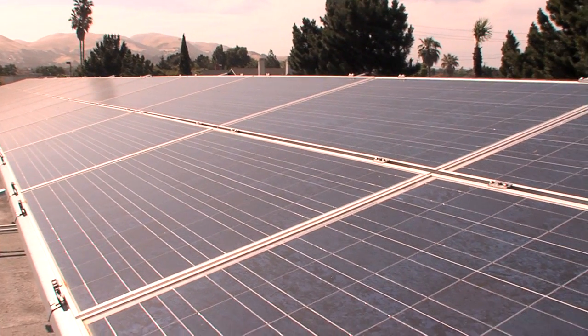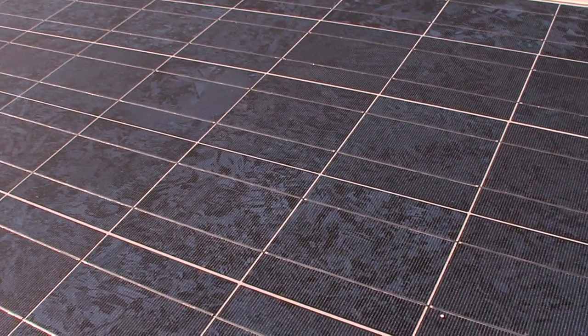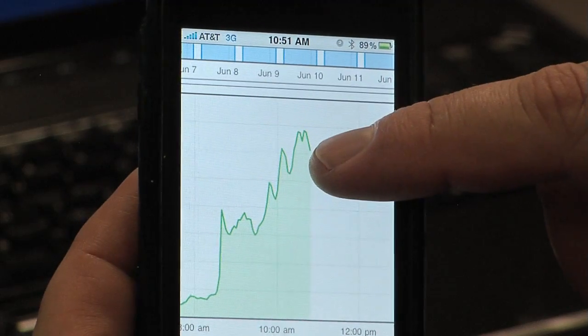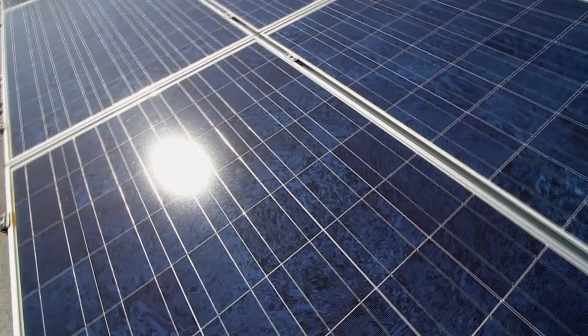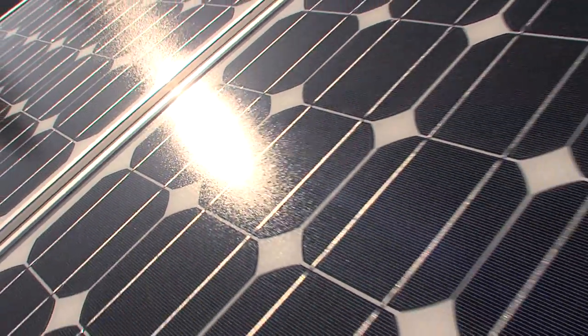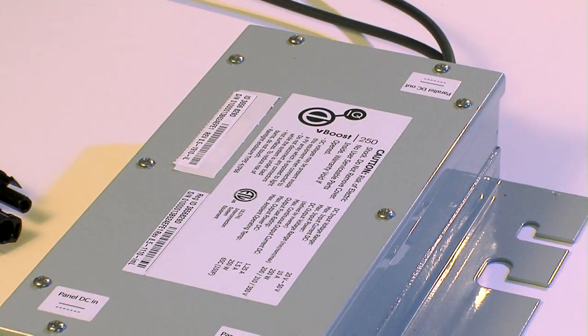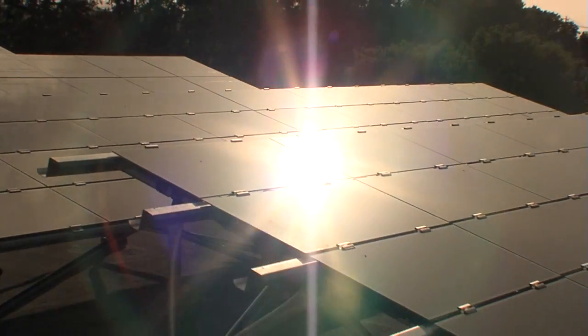The technology increases performance, decreases risk, and can improve the fundamental economics, that is, the amount of energy harvested per dollar of investment. The world is moving toward a more sustainable future with ever-increasing sources of renewable energy. Because the vBoost is decreasing the balance of system cost, it is helping to pave the way for a more rapid adoption of solar power.